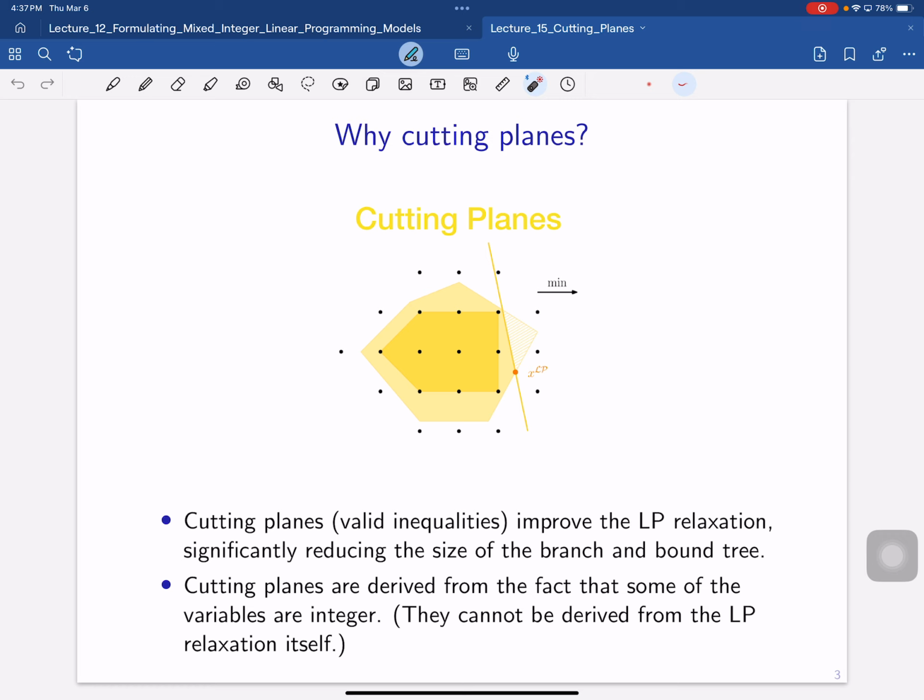The major technique used to derive cutting planes is rounding. Rounding means you can round a variable to an integer if it is fractional. And some of the cutting planes are derived from, let's say, logic. I will show you some examples of different types of cutting planes. Some are derived from the logic related to the problem. Some of them are just derived from rounding.